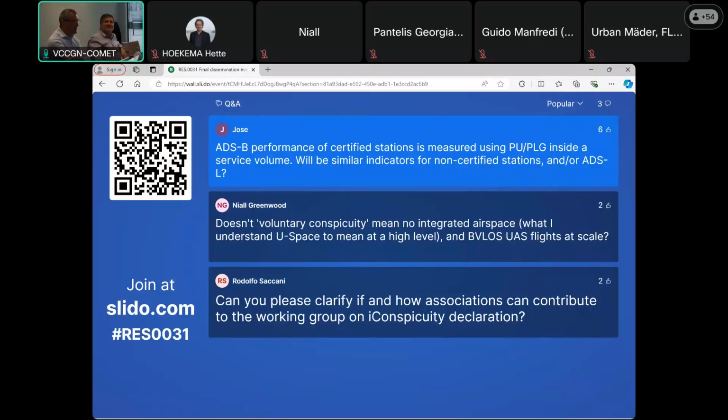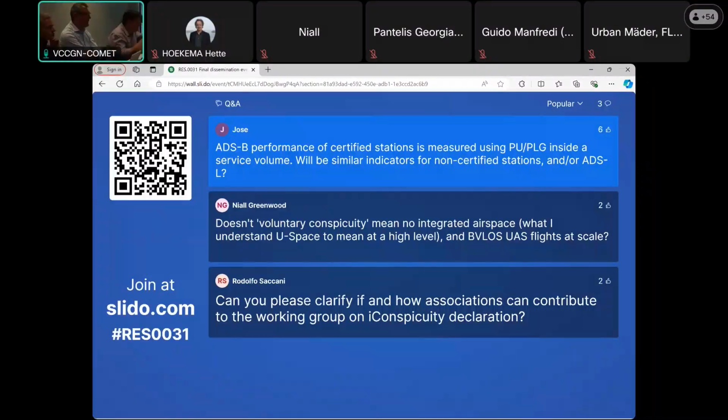ADS-B performance of certified stations is measured using PU-PLG in the service volume. Will there be a similar indicator for non-certified stations and or ADS-L? We are not discussing this yet. We will need to look whether the same methodology or metrics could be used for ADS-L for the performance of stations. But as we said, we are not working on the ground stations per se from the regulator's perspective. We more rely on the industry to take the initiative and offer some compliance methods to the authorities when they are deploying this infrastructure and using it.